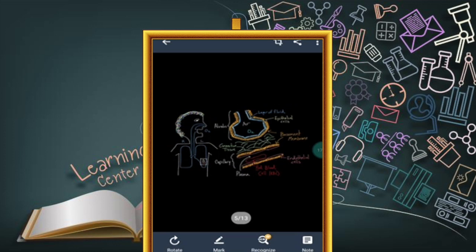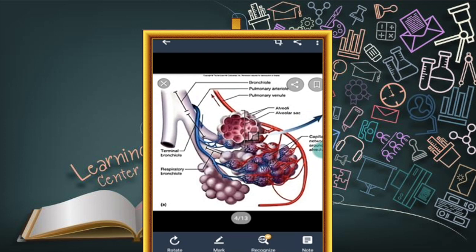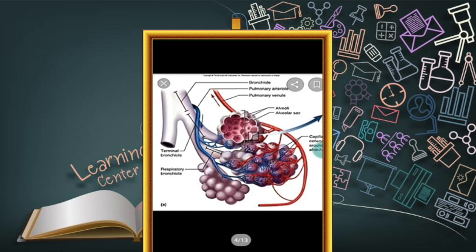So where does the blood come from? First of all, the blood comes to the lungs, to the blood capillaries, with the help of the pulmonary artery. Yes or no? This is called the pulmonary artery, and the pulmonary artery carries deoxygenated blood into the lungs from the heart, where it branches and eventually becomes a capillary network composed of pulmonary capillaries.